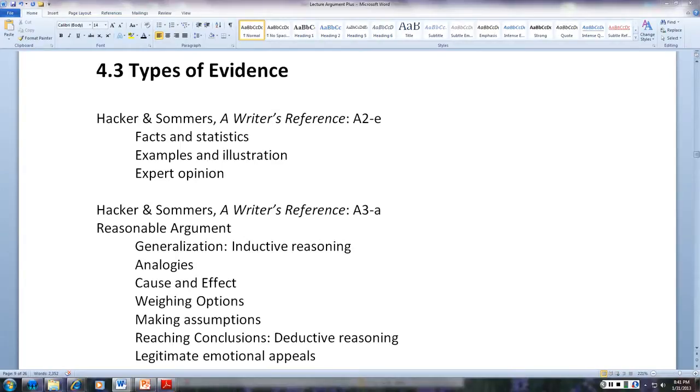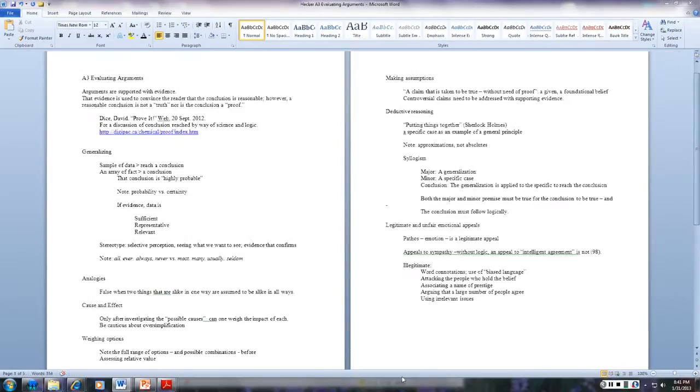Now let's look at what Hacker and Summers consider to be reasonable argument. These are notes from section A3, and we're going to look at these in more detail later. But I want you to be aware of how you create an argument that is legitimate or reasonable. Arguments are supported with evidence. It is not proof, but it is support. We can generalize. We can take a sample, and from that sample we can reach a conclusion. We can make an analogy. We can say that two things are very much alike.